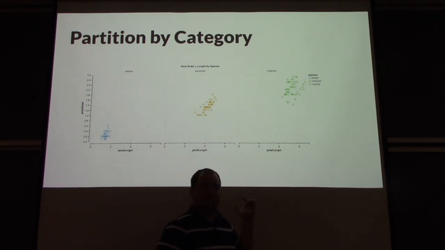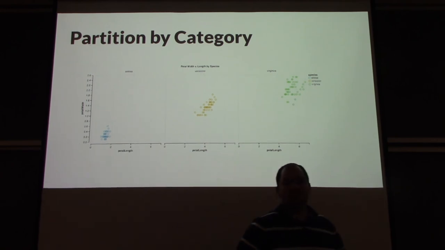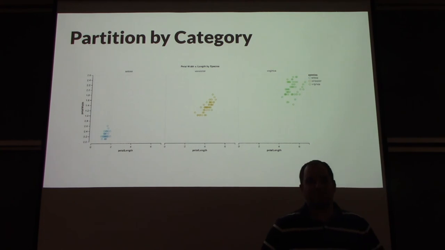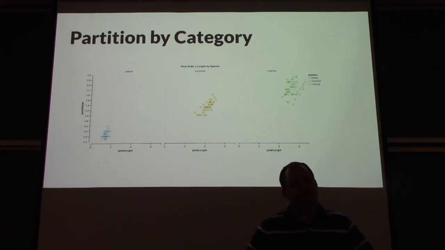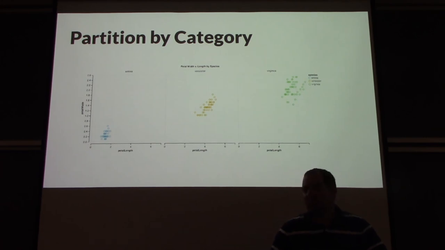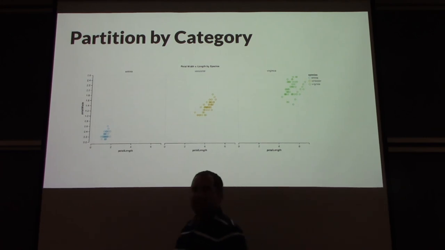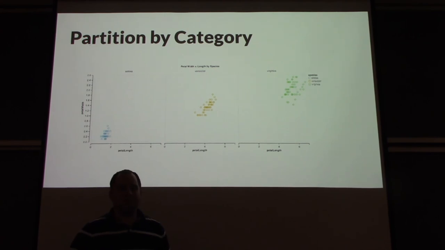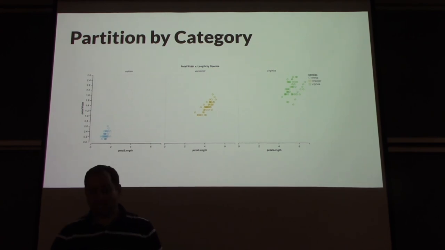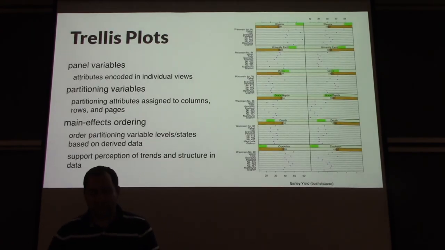Why would I want to partition this out like that? Does it make any sense for this data set? Not too much, right? I could easily show the same information in just one plot. But imagine I have overlapping classes and lots of points. Then partitioning it out might make a lot of sense, and I might be able to reduce my clutter.